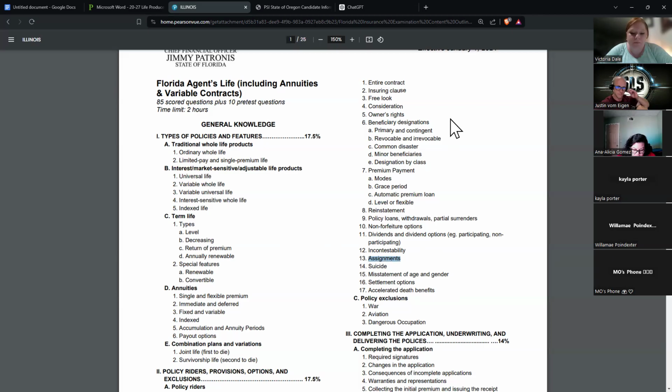Assignments. I think assignments is ownership. To be honest, I'm not sure exactly what that means, or beneficiary assignments. I'm not 100% sure what it means by assignment right there, guys.